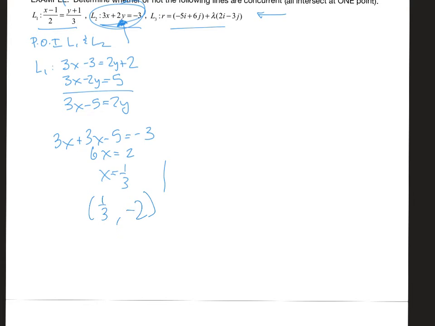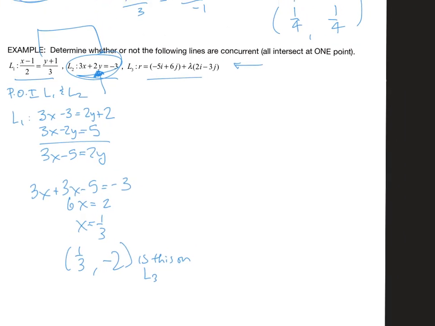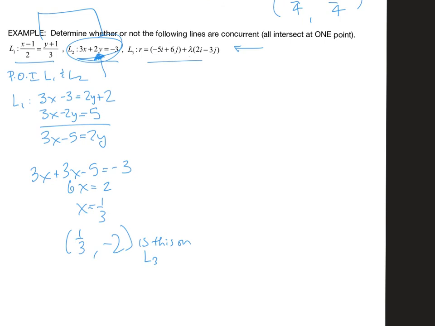All right, so now the question is: is this on line 3? Because if it's not, then there's no way that they intersect at that point. So let me find line number 3. It is right here. Okay, I'm going to rewrite that in vector form.